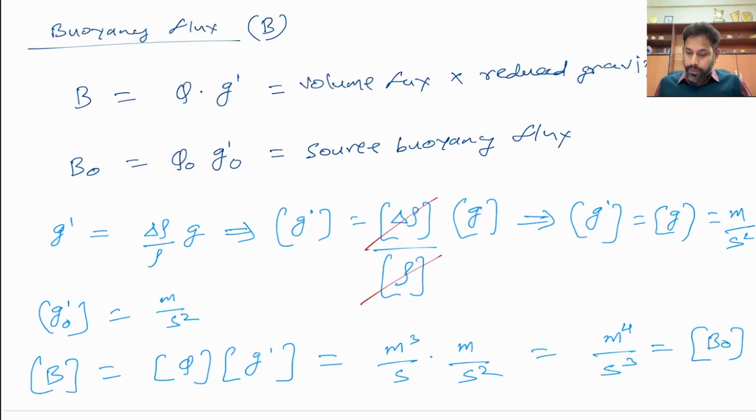Okay, so these are two parameters we have defined, that is reduced gravity and buoyancy flux, and we are going to use them for our calculation now.